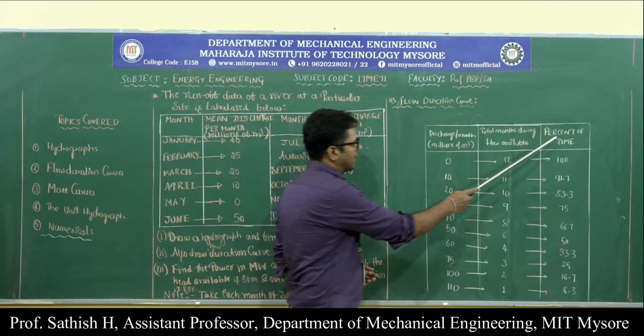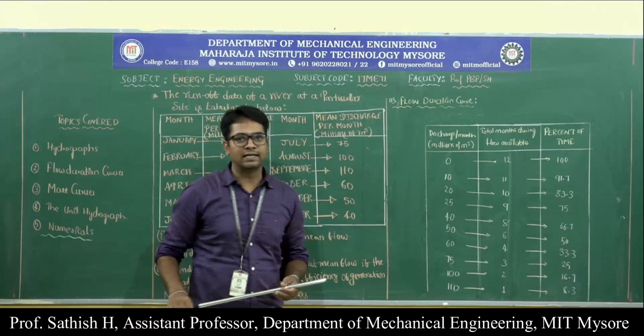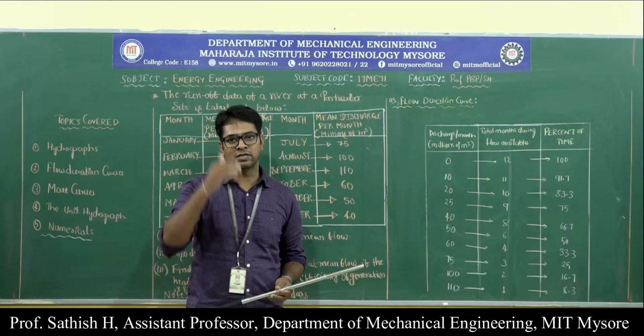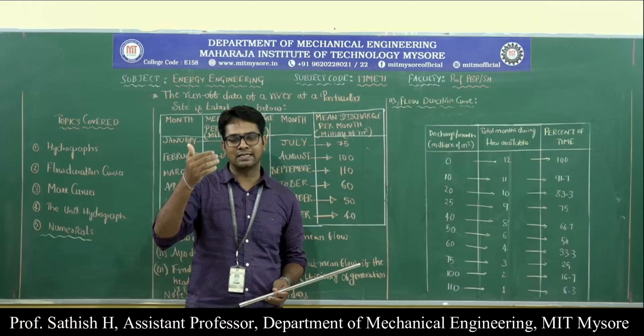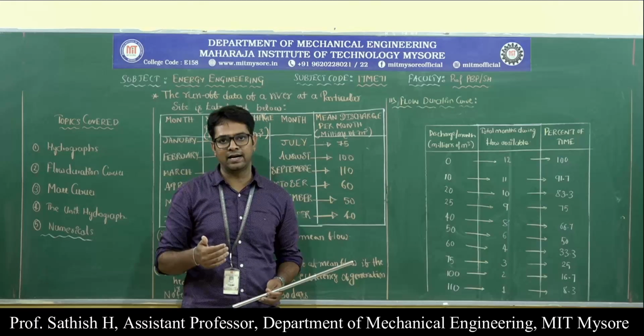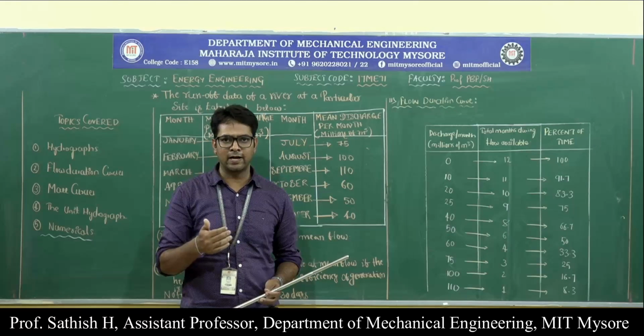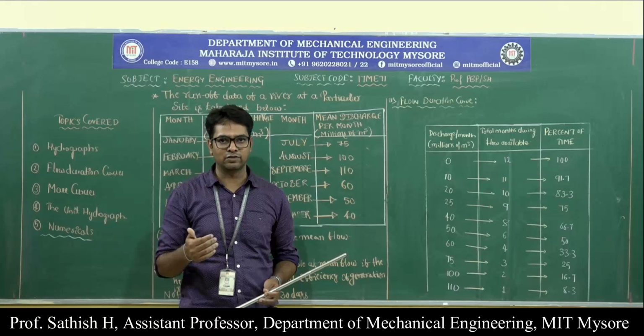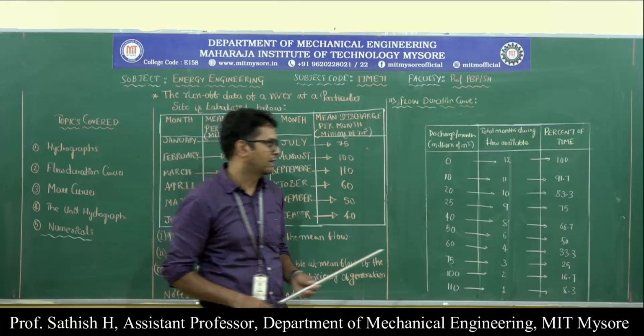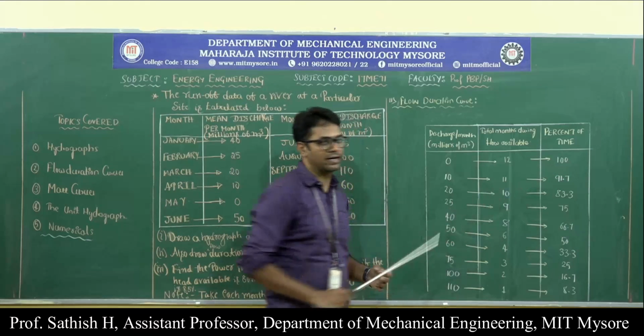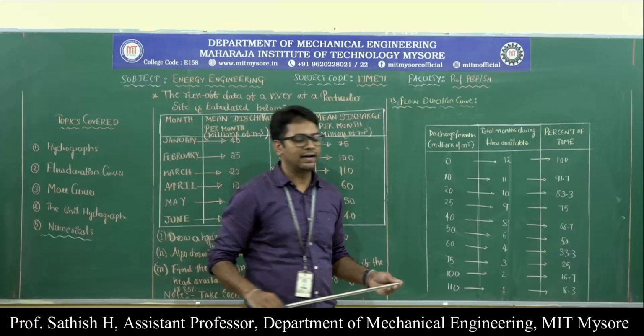How do you calculate this percent of time? That is 12 by 12. That means the number of months the discharge is available divided by the total number of months. In the denominator we always have 12 because we are calculating for 12 months. So this is 12 by 12 into 100, which gives 100%.